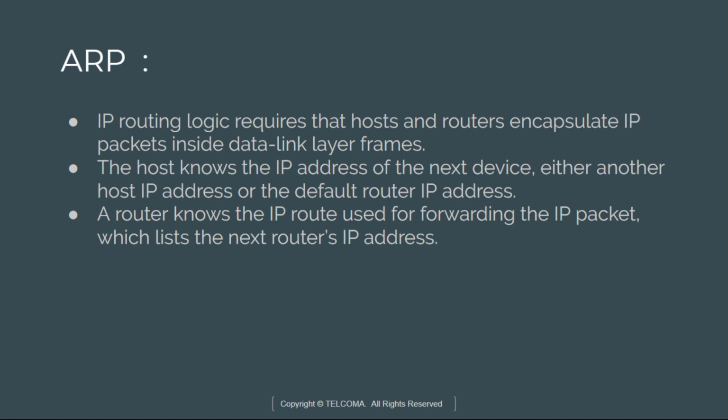On Ethernet LANs, whenever a host or a router needs to encapsulate an IP packet in a new Ethernet frame, the host or router knows all the important facts to build the header, except for the destination MAC address. The host knows the IP address of the next device, either another host IP address or the default router IP address. A router knows the IP route used for forwarding the IP packet, which lists the next router IP address. However, the host and routers do not know those neighboring MAC addresses before this.